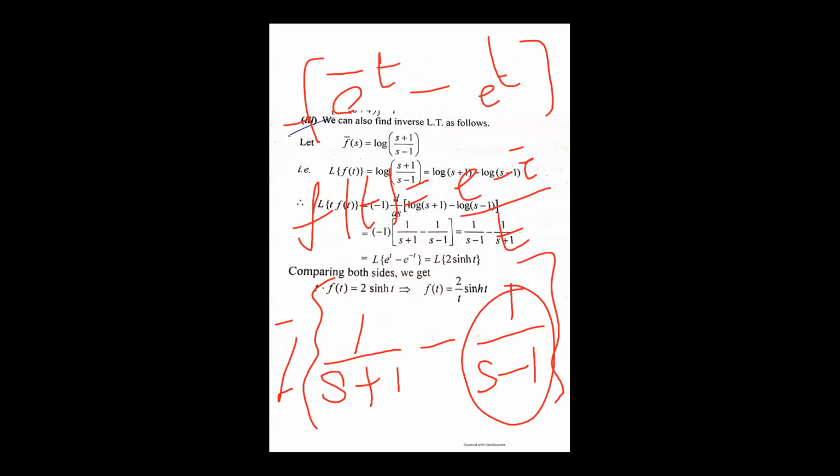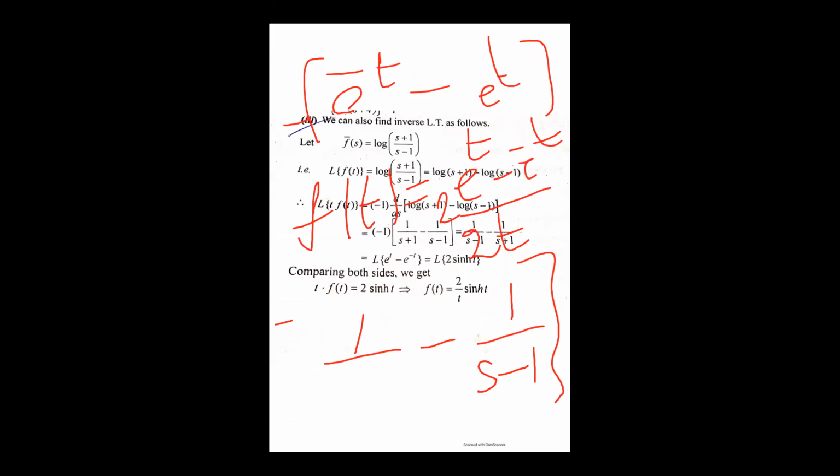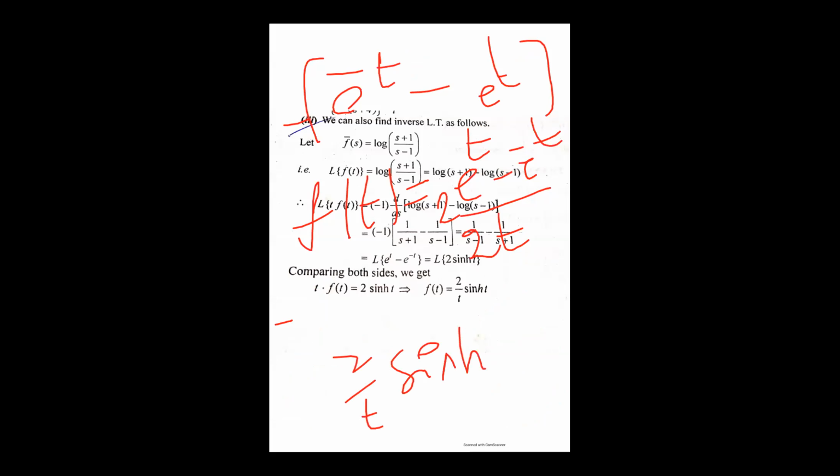So multiplying and dividing with 2, we get 2 times e power t minus e power minus t by 2, which is sinh t. So 2 by t sinh t. This is the final answer. So on the left side f of t is available. f of t is L inverse of f bar of s, and f bar of s equals log of s plus 1 by s minus 1.